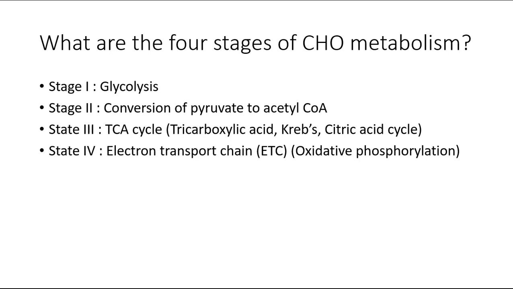Stage 1 is glycolysis, including glycogenolysis. Stage 2 is a conversion of pyruvate to acetyl coenzyme A. Stage 3 is the TCA cycle, tricarboxylic acid, Krebs, or citric acid cycle. Stage 4 is the electron transport chain, ETC, oxidative phosphorylation.